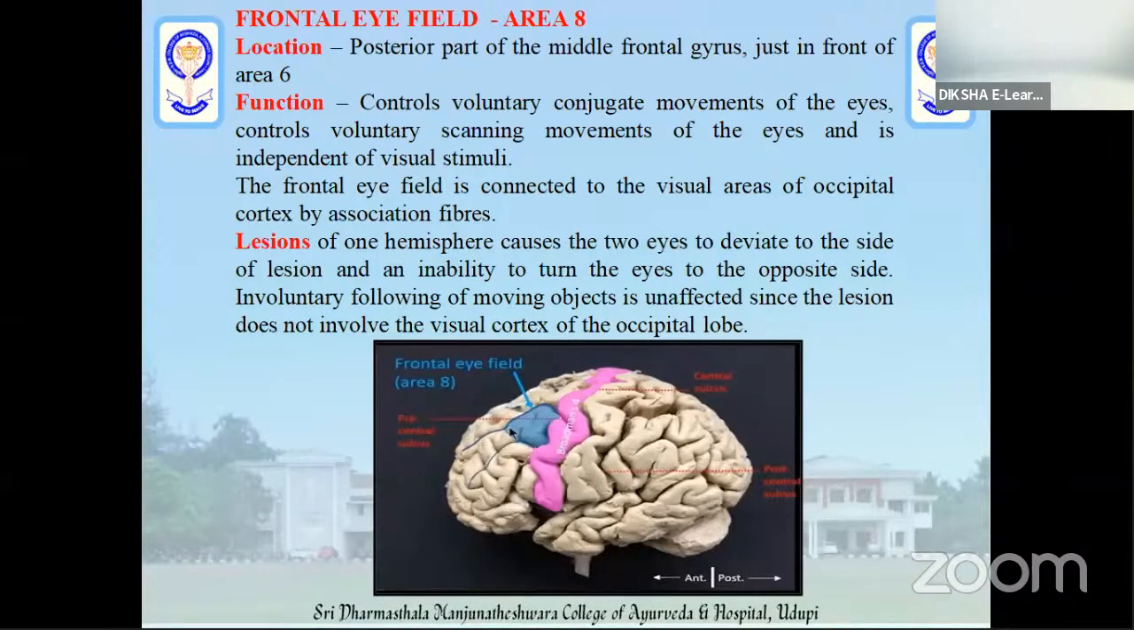Now, lesions of one hemisphere cause the two eyes to deviate to the side of the lesion, with an inability to turn the eyes to the opposite side. Involuntary following of moving objects is unaffected since the lesion does not involve the visual cortex of the occipital lobe. Why? Because the occipital lobe is intact, whereas only the frontal eye field is disturbed. If the frontal eye field is disturbed, conjugate movements of the eyeballs are disturbed, and the two eyes deviate to the side of the lesion.